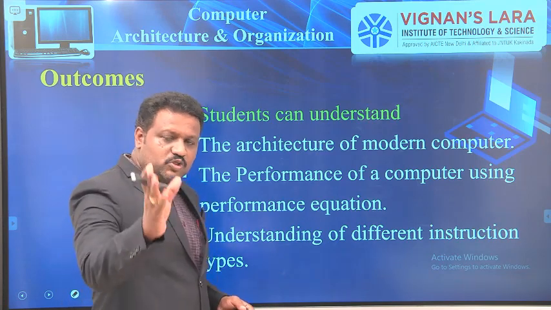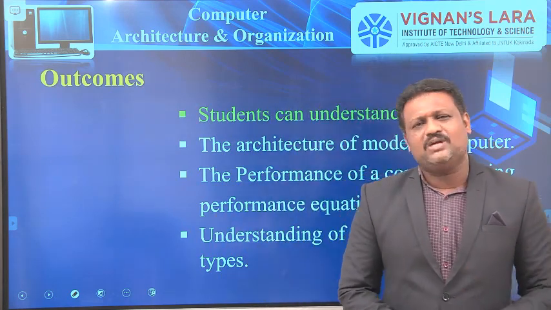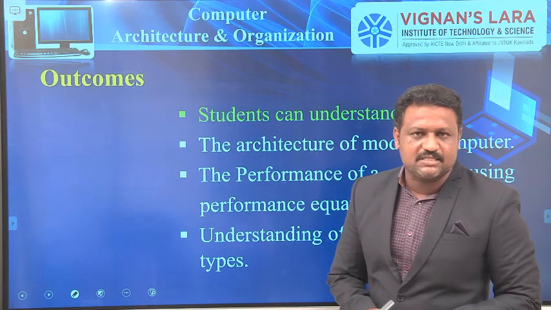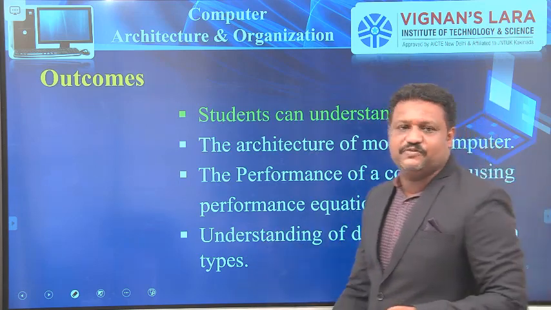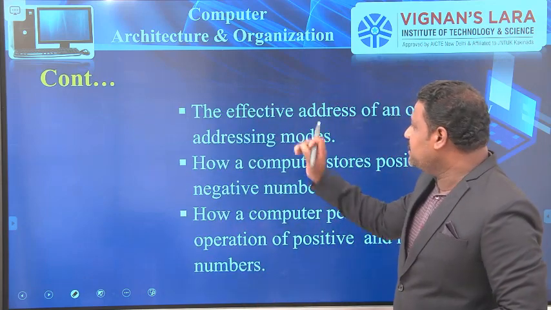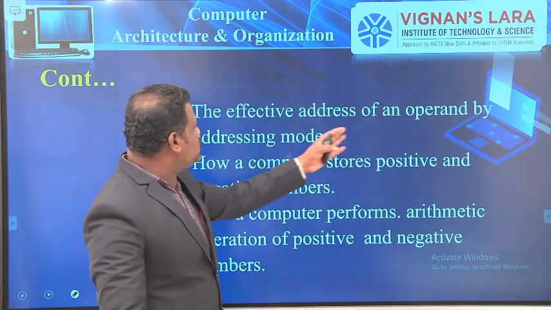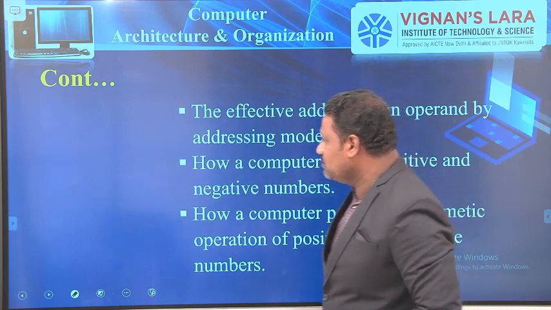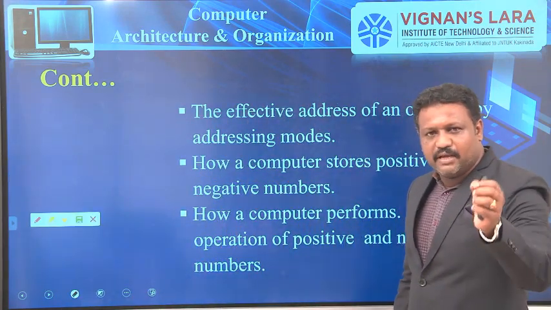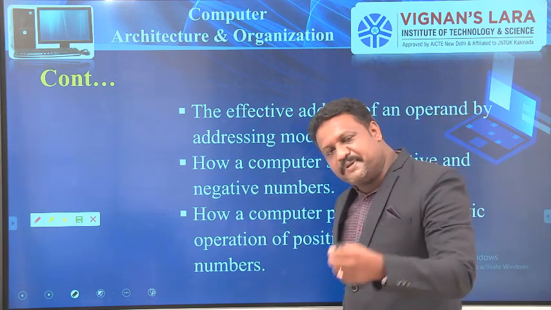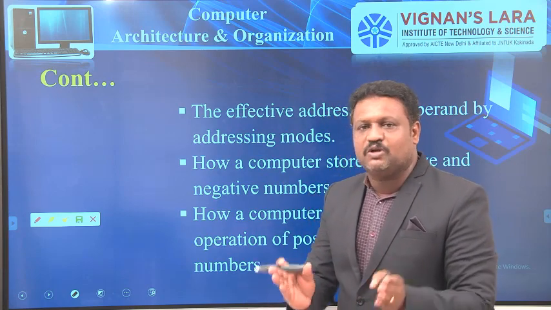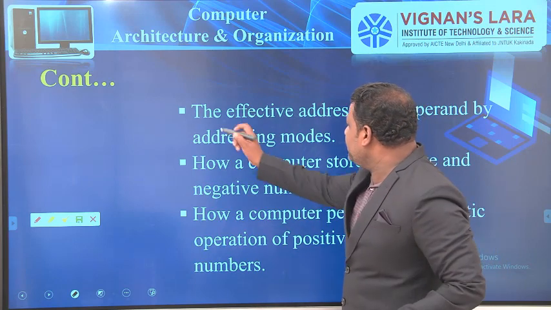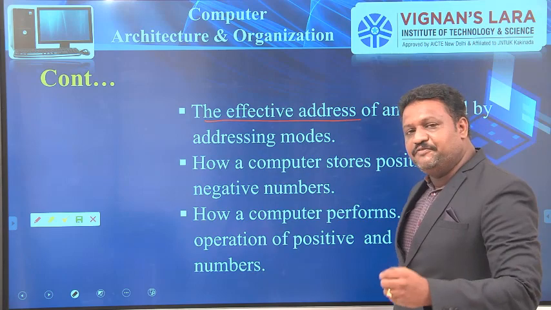And coming to the third one, the student can understand different instruction types. What is an instruction here? An instruction is a command which gives directions to the system to perform a particular task. So we learn about the different types of instructions. And coming to the fourth one, we can also calculate the effective address of an operand by an addressing mode. The important thing is that each and every instruction belongs to a certain addressing mode. Each instruction has an operation code as well as an operand. An operation code indicates the type of operation you are going to perform by using that instruction, and the operand indicates the data. So we can calculate the effective address of an operand by different addressing modes.